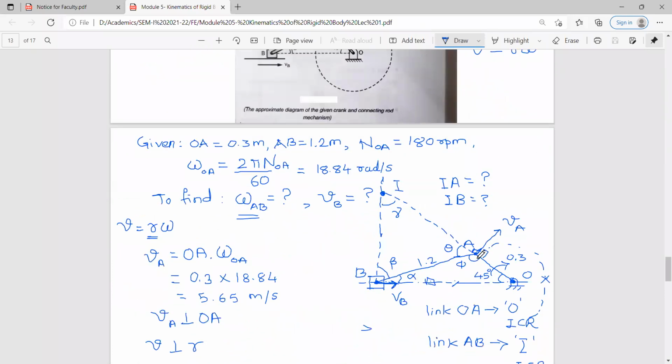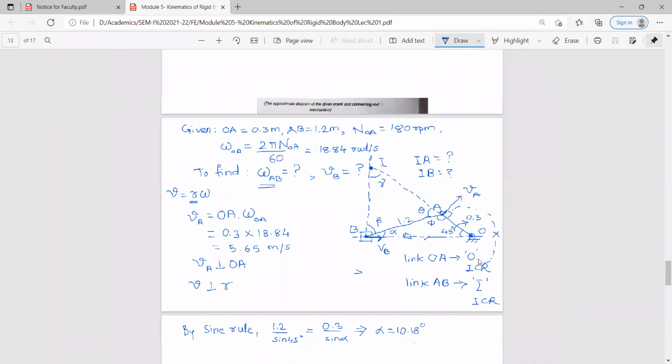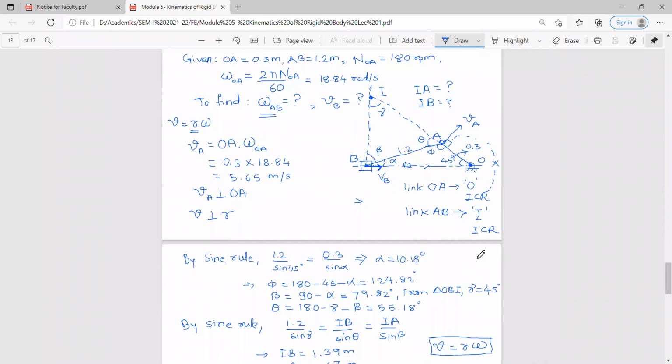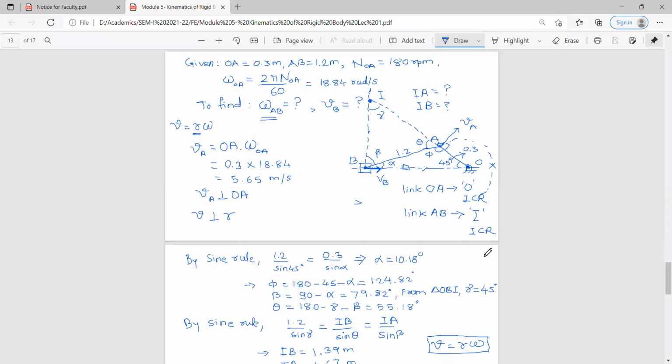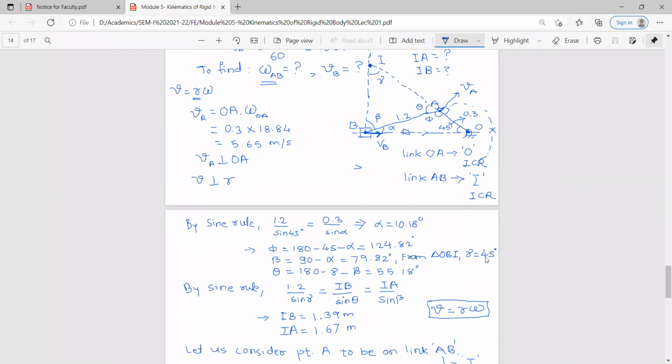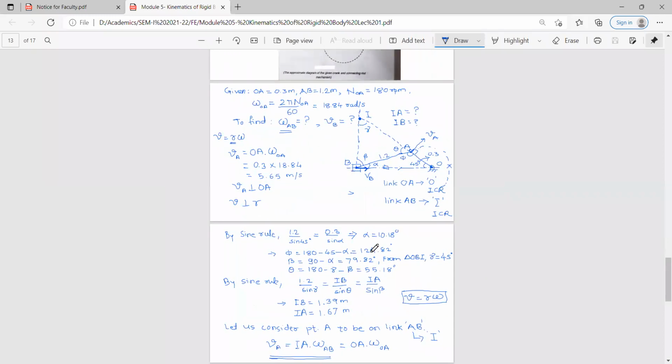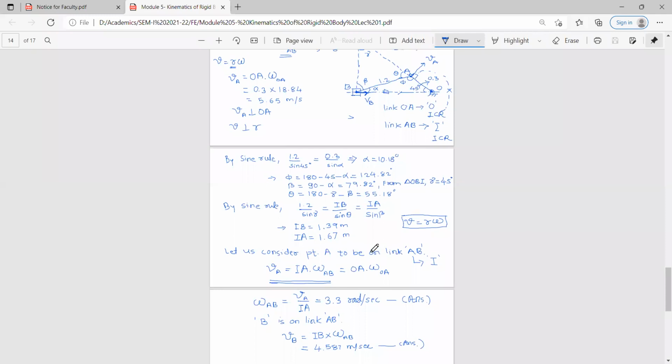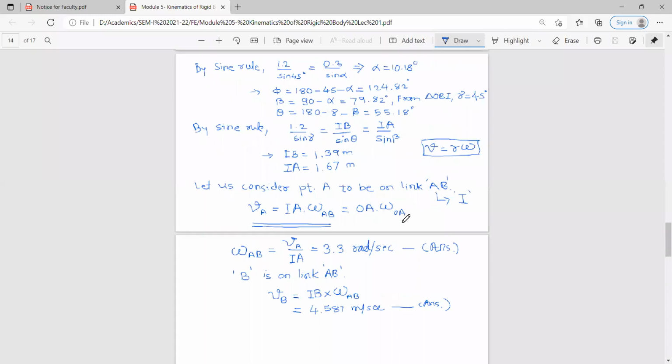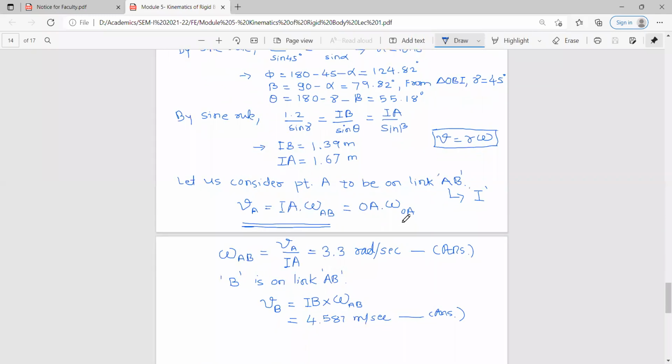Sir, can you scroll down a bit, to the last slide, please? Can you again explain the last point? This one, after "let us consider point A to be on link AB," I have some confusion.